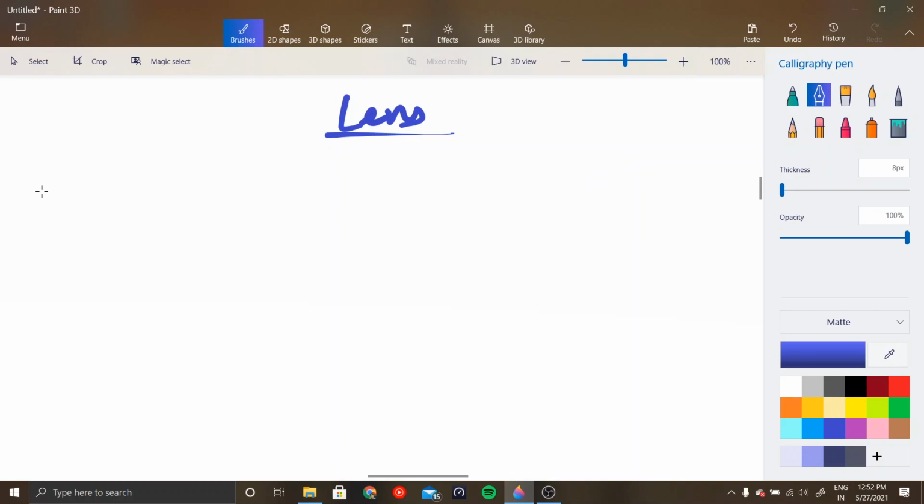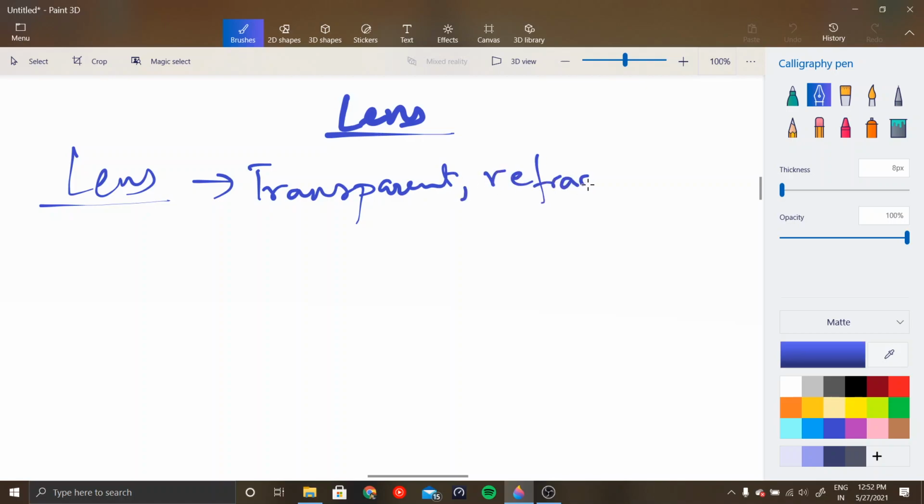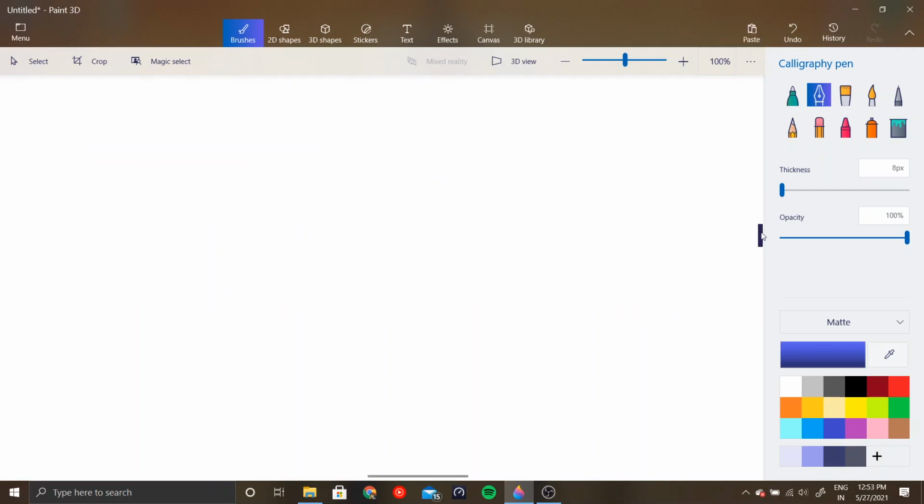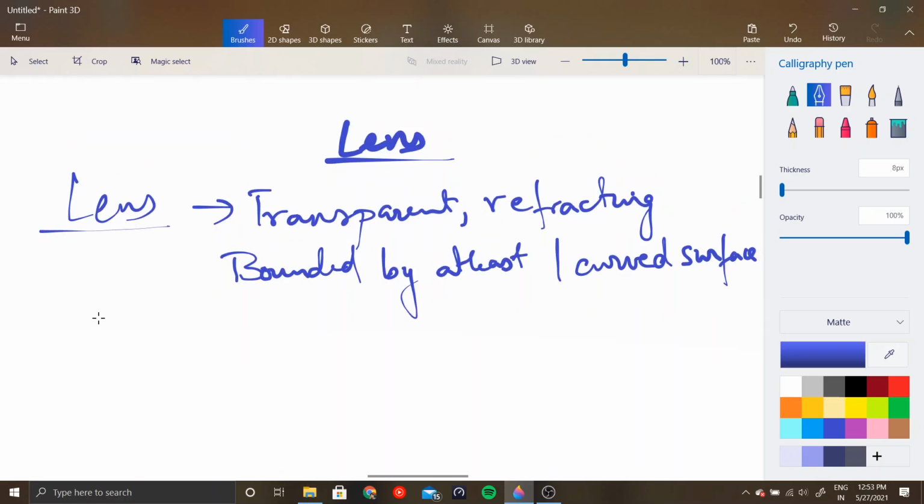So firstly, let us understand what a lens is, right? A lens is basically a transparent object. It's a refracting object where it is bounded by at least one curved surface, right? So that's what a lens is. Okay, so that's what a lens is. So now what do you mean by that?